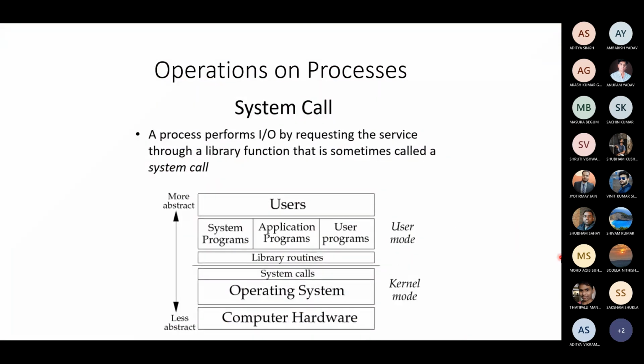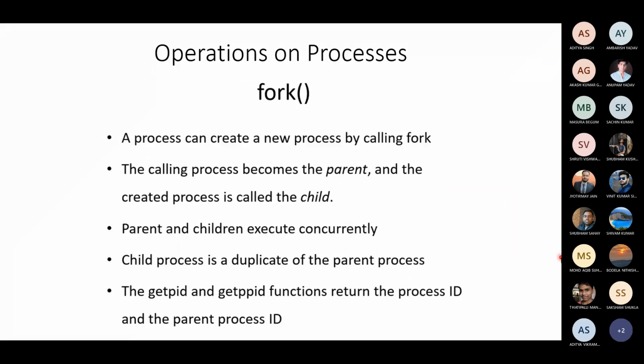All right. So let us discuss how a process is created using fork. A process can create a new process by calling fork. The calling process becomes the parent process, and the created process is called the child process. Both parent and child can execute concurrently. The child process is a duplicate of the parent process. The getpid and getppid functions return the process ID and the parent process ID.